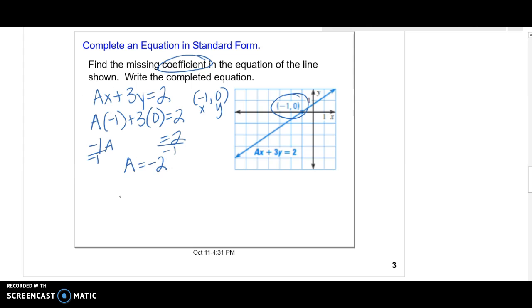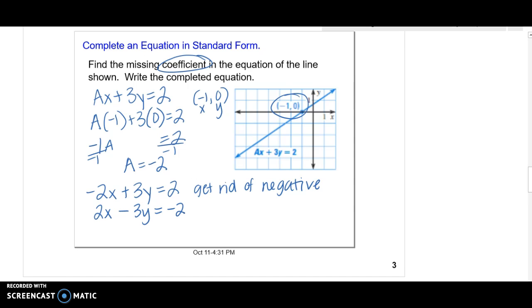So instead of ax, now we have -2x plus 3y equals 2. Now this is almost in standard form, but we have this negative that we need to get rid of. And what we do there is we just flip all the signs. So instead of -2x, I have 2x. Instead of plus 3y, I have minus 3y. Instead of positive 2, I have -2. There's my answer.